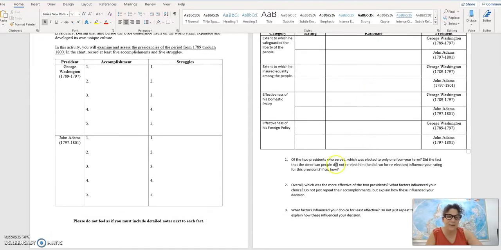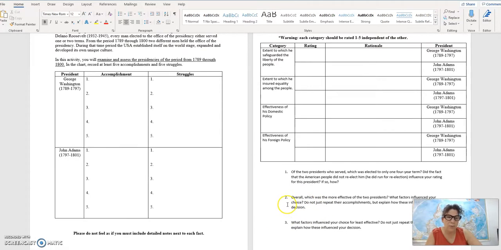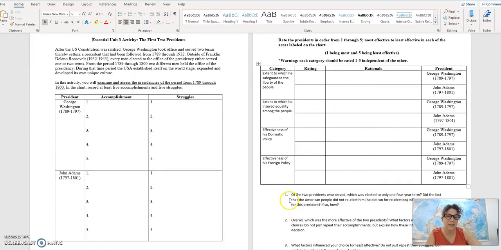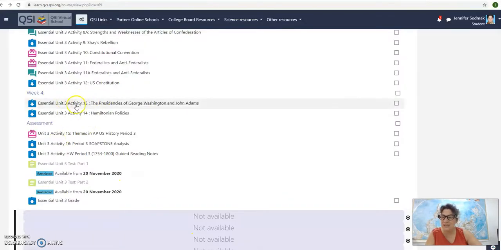And then finally, there are some questions here for your overall analysis. So of the two presidents, which do you think was the more effective of the two? That's question number 2. What were the factors that influenced you and the determination that you made? So that is this activity here.